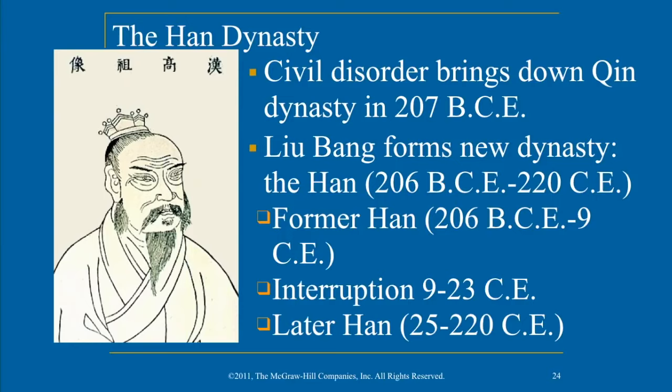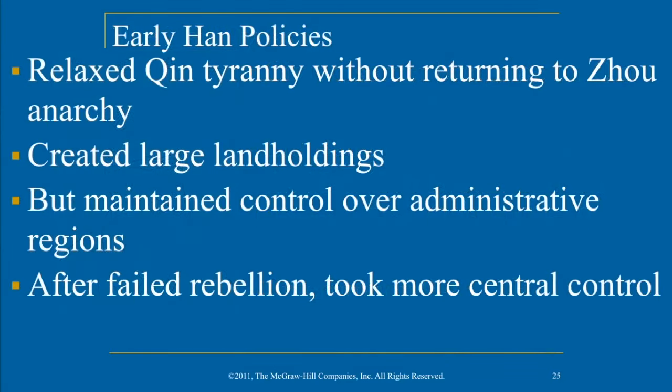Liu Bang formed the new dynasty known as the Han Dynasty, 206 BCE to 220 CE. The former Han is 206 BCE to 9 CE. There's an interruption around 9 to 23 CE, and the later Han is known during the time of 25 to 220 CE. Early Han policies: they relaxed the Qin tyranny without returning to Zhou anarchy. Under the Zhou, there was a lot of just freedom. There wasn't a centralization. We talked about this in earlier chapters on China. But the Qin tyranny of strict legalism and strict adherence to certain policies was relaxed.